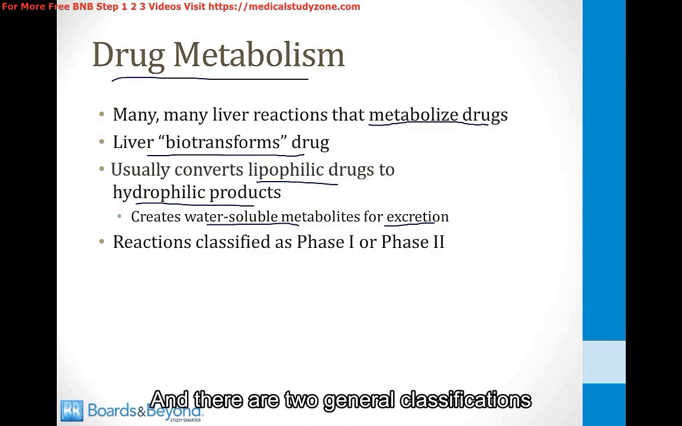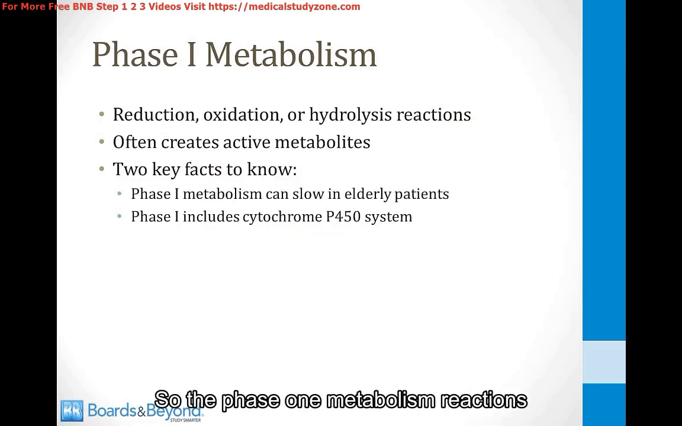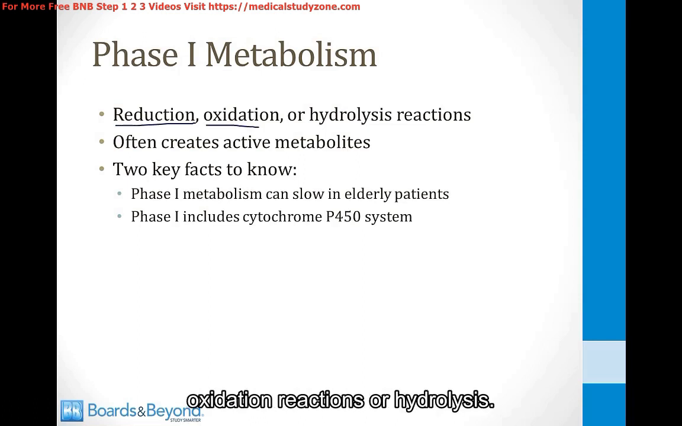There are two general classifications for all the different reactions that occur in the liver with drugs, and that is the phase 1 reactions and the phase 2 reactions. The phase 1 metabolism reactions are generally reduction reactions, oxidation reactions, or hydrolysis.